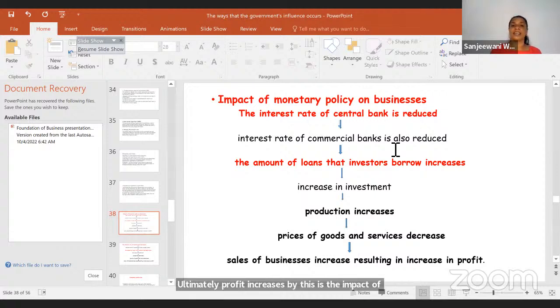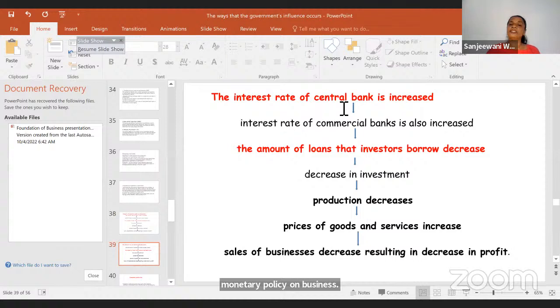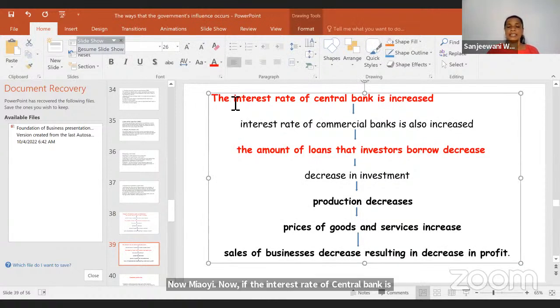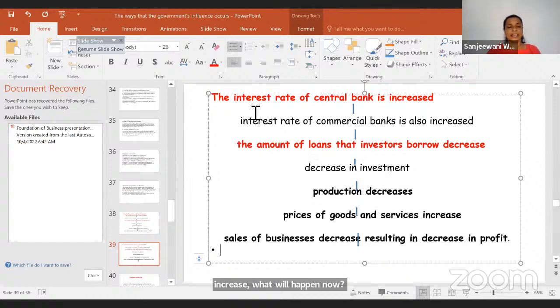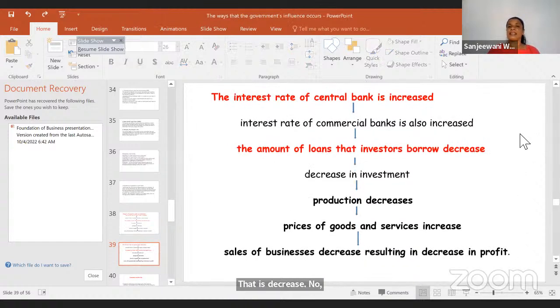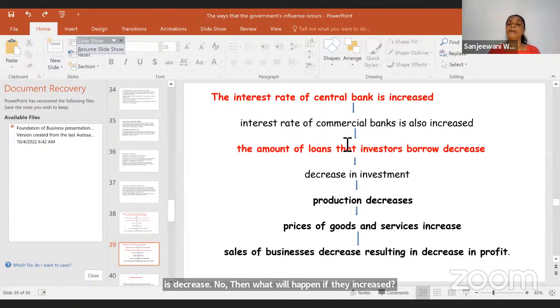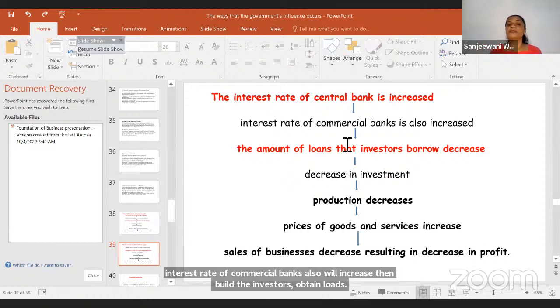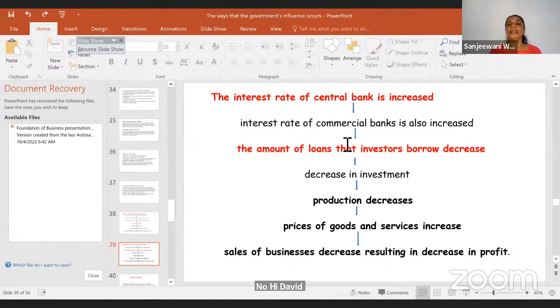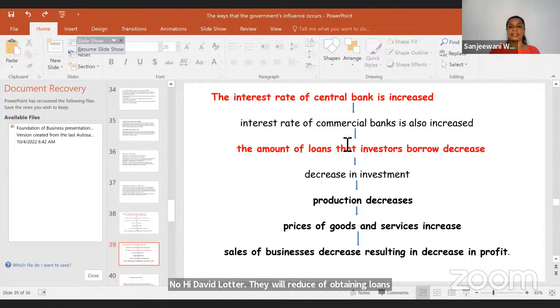Now we'll see the other way. If the interest rate of the central bank is increased, what will happen? Now that was a decrease, no? Then what will happen if they increase it? Then the interest rate of commercial banks also will increase. Then will the investors obtain loans? No, right? They will not. They will reduce obtaining loans. Then investment decreases. Then production is also decreasing.